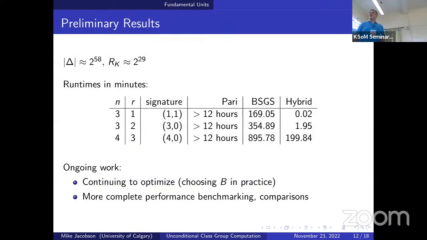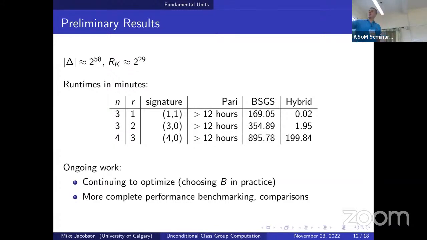And very quickly, I'll just mention, I should show preliminary results first. We're still working on this, doing better empirical optimizations and benchmarking. But here's just a couple of examples of unit rank 1, 2, and 3. Discriminants are roughly 60 bits in size. The regulators are half that, 30 bits.